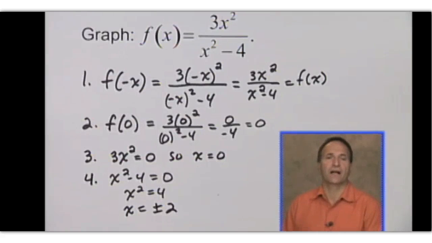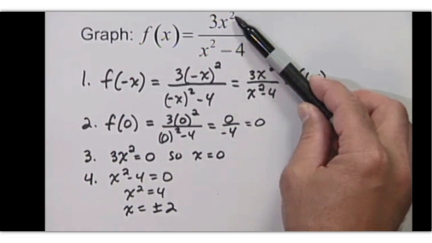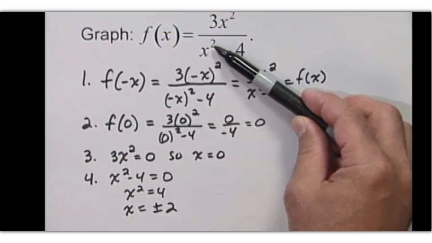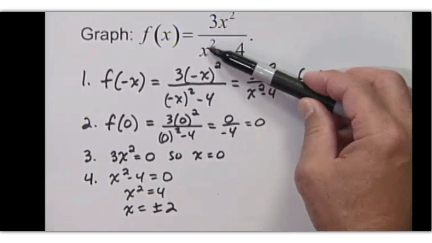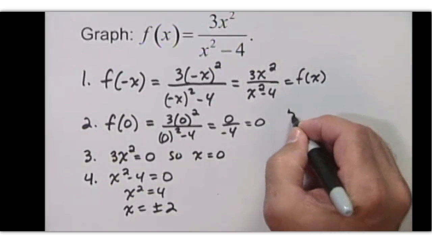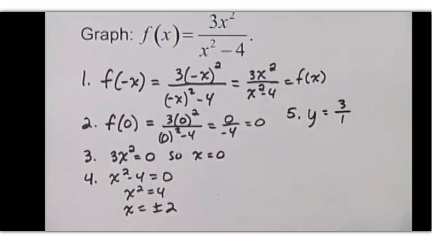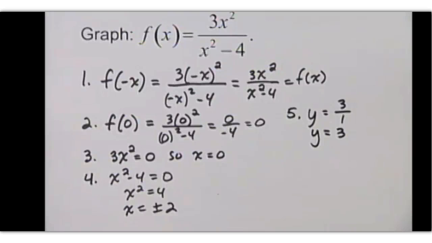Step 5 is to find the horizontal asymptote, in which case we need to look at the degree of the numerator and the degree of the denominator. The numerator has degree 2, the denominator has degree 2, which means they have the same degree, and therefore we look at the leading coefficients, 3 and 1, and we use that to determine the equation of the horizontal asymptote. So step 5, the horizontal asymptote is y equals 3 divided by 1. That is, y equals 3 is our horizontal asymptote.